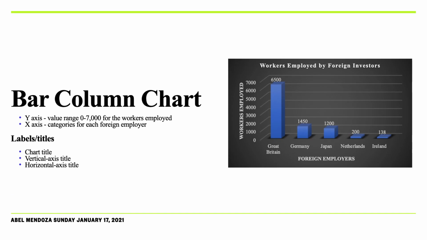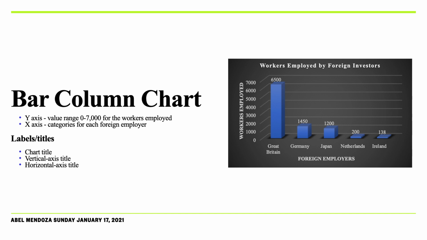On this bar column chart, the y-axis value ranges from 0 to 7,000 for the workers employed. The x-axis categories are for each foreign employer. We can also pinpoint the labels or titles. For instance, the chart title on top is the workers employed by foreign investors, and the vertical axis title is the workers employed, and the horizontal axis title has the foreign employers.